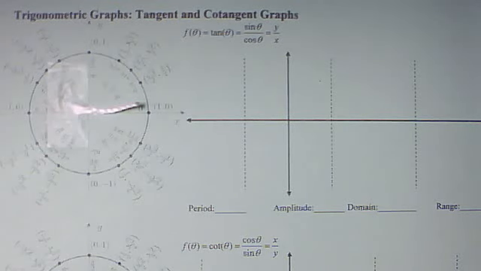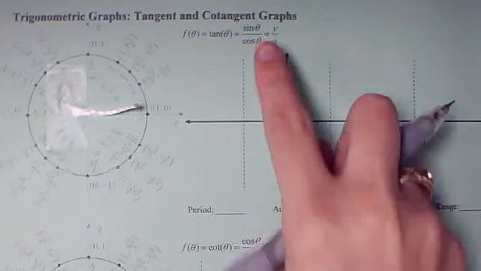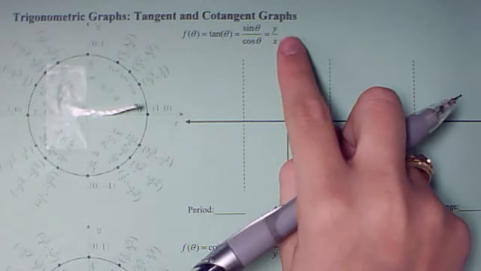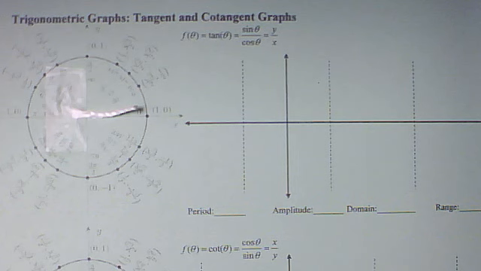This lesson is about how to graph the tangent and cotangent graphs. We'll start with the tangent graph, which is sine over cosine, or y over x when looking at the unit circle. There's a few things that are different about these graphs versus the sine and cosine graphs. Starting with, on these graphs there are some asymptotes.